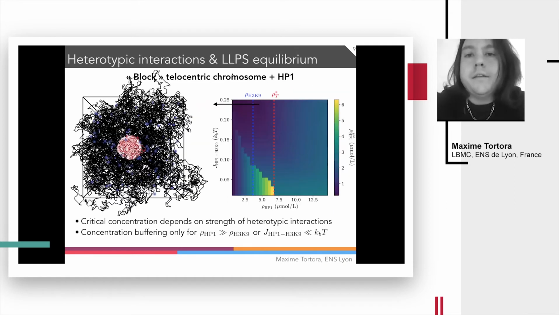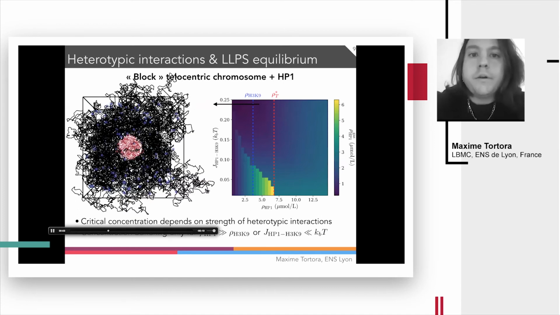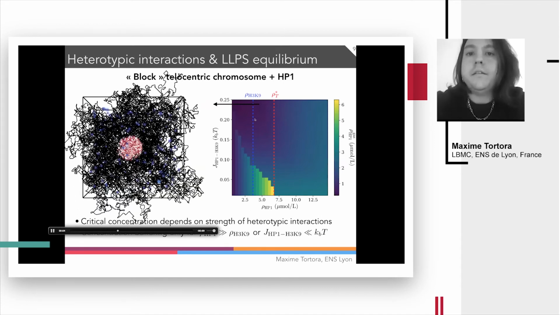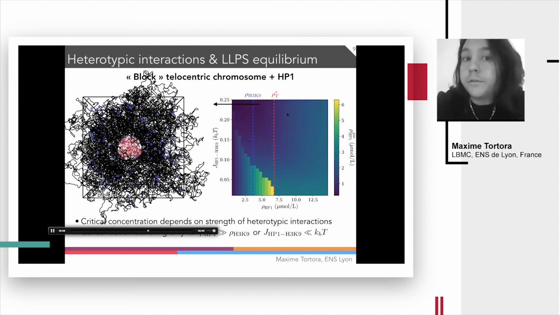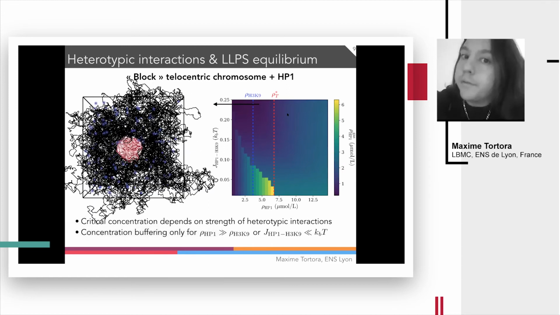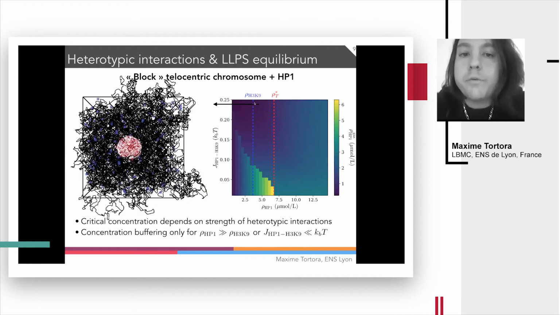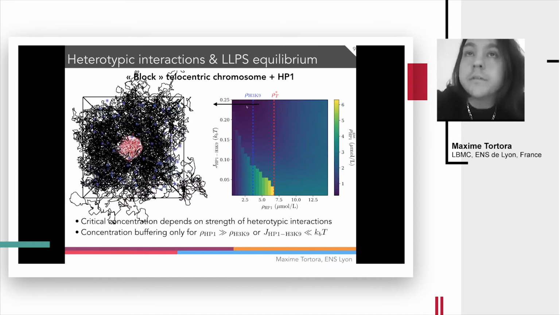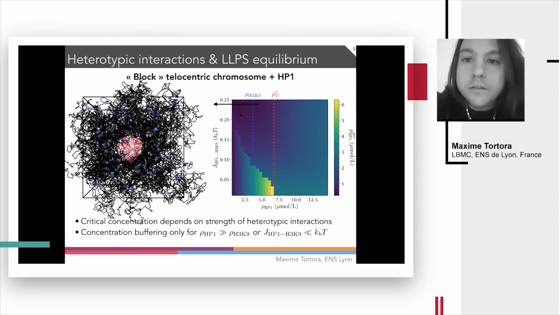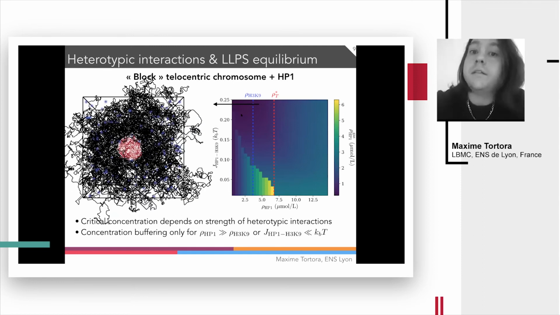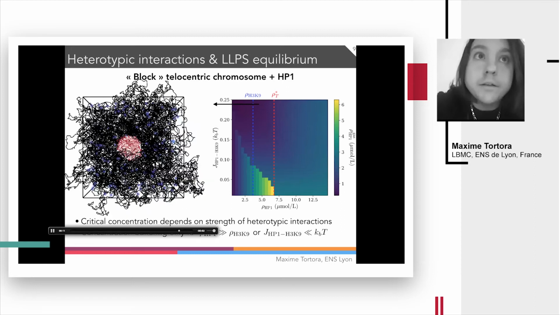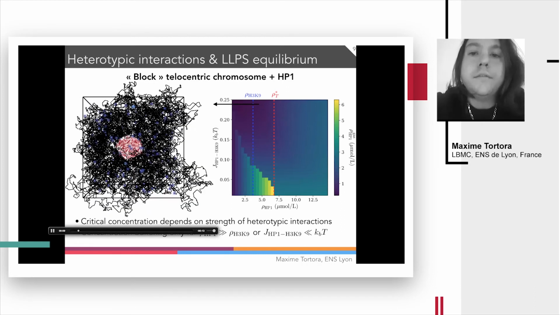Furthermore, if you look at the density of the surrounding gas phase, you realize that the saturation concentration is not constant anymore, but actually depends on the stoichiometry of the system. So what happens is that when you add proteins into the nucleus, you first start growing a droplet around heterochromatin, up to the point when the added proteins reach the H3K9 concentration, meaning that your heterochromatin is now fully encapsulated within the HP1 droplets, as you can see on the left-hand side.